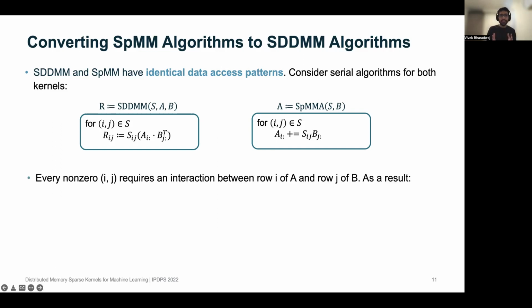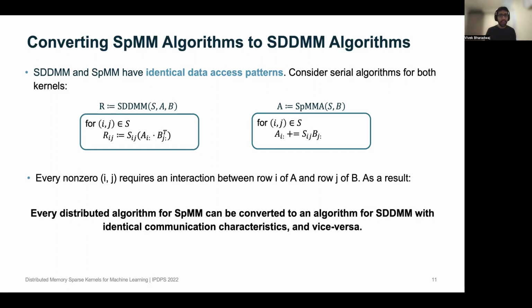So we can see from this that every non-zero of the sparse matrix requires this interaction between a row of A and a row of B, which leads us to the following assertion: every distributed memory algorithm for SpMM can be converted into an algorithm for SDDMM that has identical communication characteristics. And you can go back and forth between these, converting an SDDMM algorithm back to an SpMM algorithm.